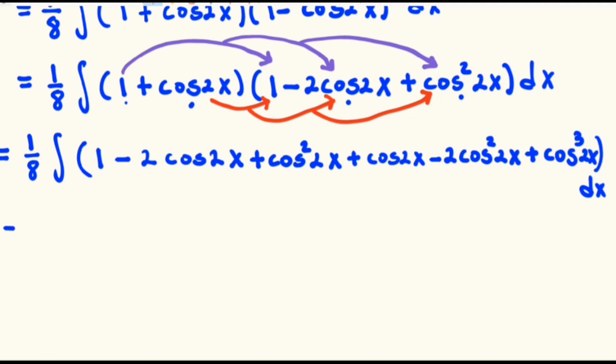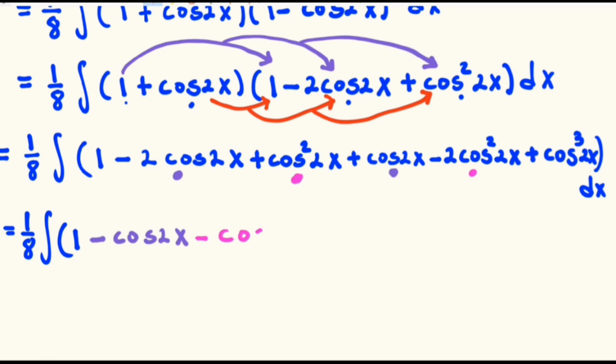From here we can group the like terms. So we have 1 and the negative 2 cos 2x plus the cos 2x will be equals to negative cos 2x. The cos squared of 2x minus the 2 cos squared of 2x will be equals to negative cos squared of 2x. We also have the plus cos cube of 2x and the dx.